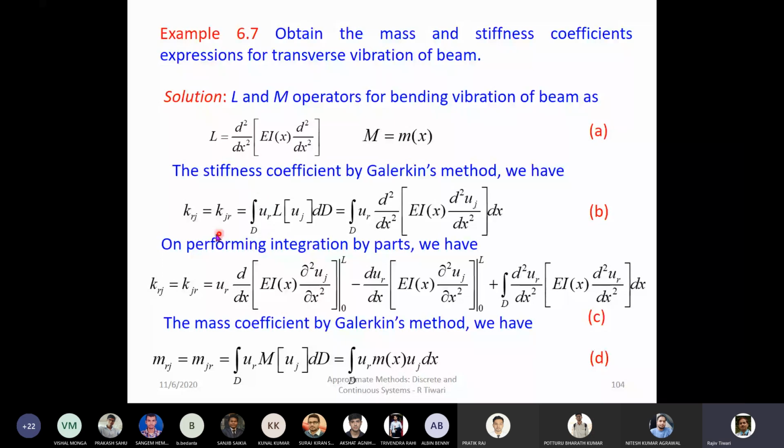Now KRJ we obtain using Galerkin method like this. So now we can put the L operator here. So we got this form of the stiffness coefficient. So KRJ will be like this. So whatever comparison function we have assumed, we need to substitute here, differentiate, and then we need to get all the terms corresponding to the n by n matrix. If we are taking two comparison functions, then this will be a 2 by 2 matrix, or 3, then 3 by 3 matrix. So in general, this will be an n by n matrix.